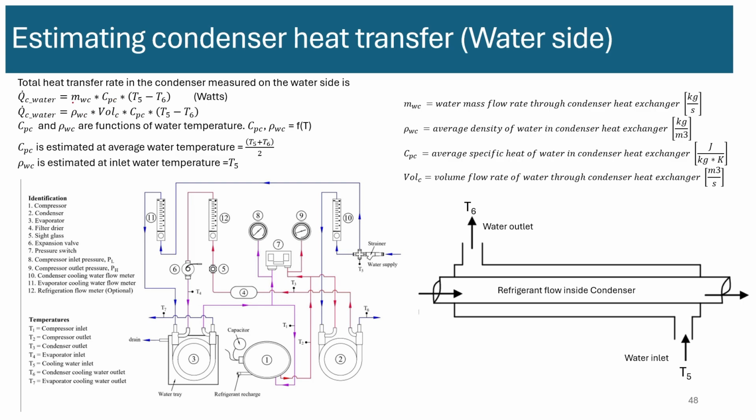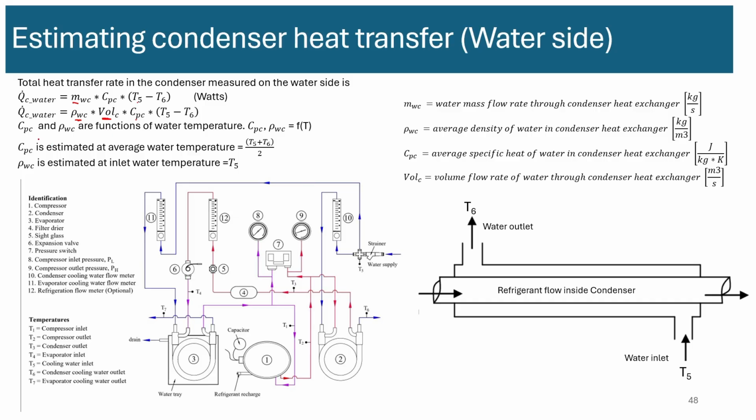Now, we don't have a mass flow meter. What we have is a volume flow meter, the rotameter. So we do need to convert the volume flow measurement to a mass flow. How do we do that? We multiply it with density. And then we need to estimate the density and Cp of the water. The other measurements, the volume flow rate and the two temperatures, inlet and outlet, are already available. So how do we estimate these two?